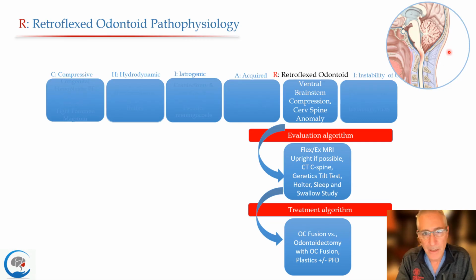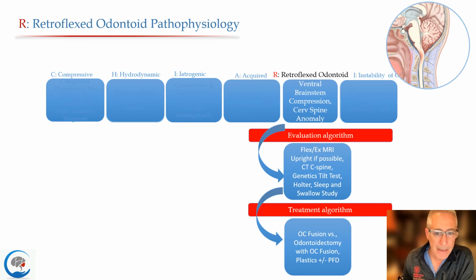And so depending upon the physiology with which they're presenting, some of the workup will include flexion extension imaging, either x-rays, CTs, or MRI scans, sometimes upright if possible. CT scans become part of the algorithm now, whereas they're very rarely used in the other physiologies. And then looking at the physiology of the brainstem, whether that's through tilt tests, Holter monitors, sleep studies, swallow studies. Again, it depends on what the presenting features are of those patients' symptom complex here.